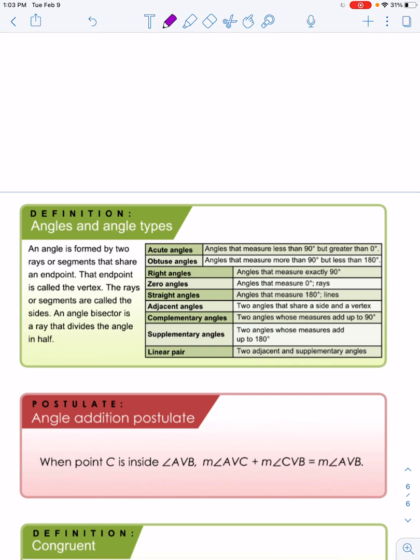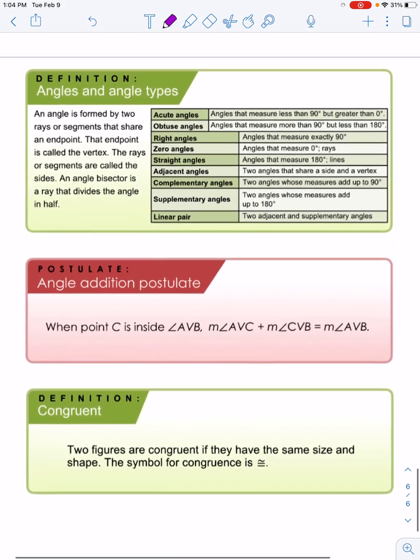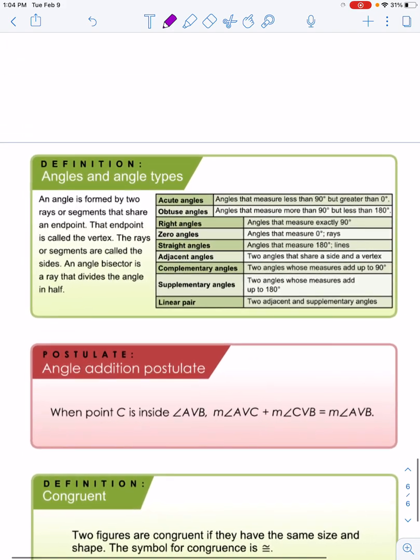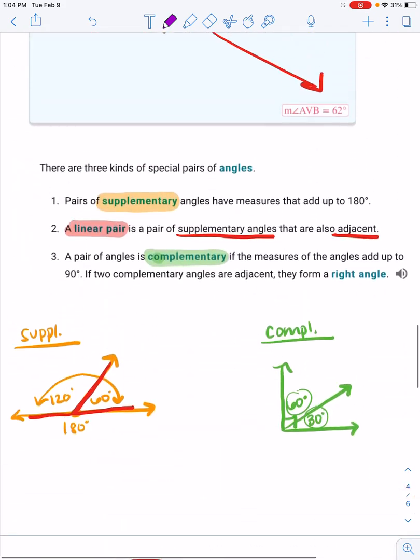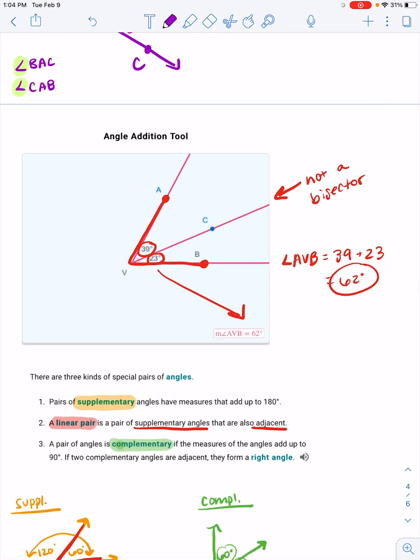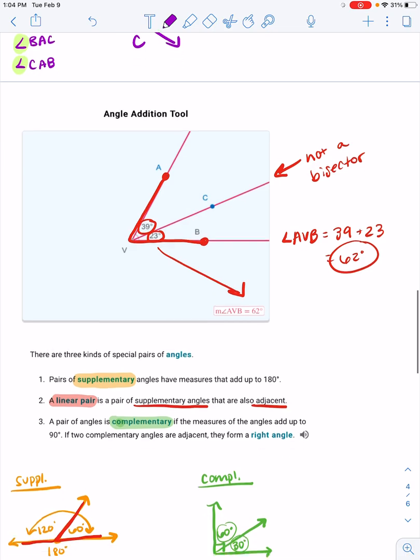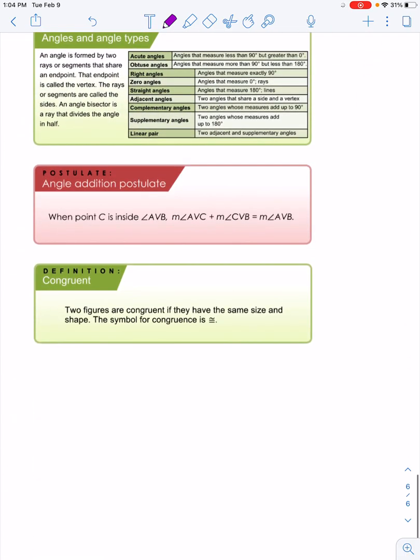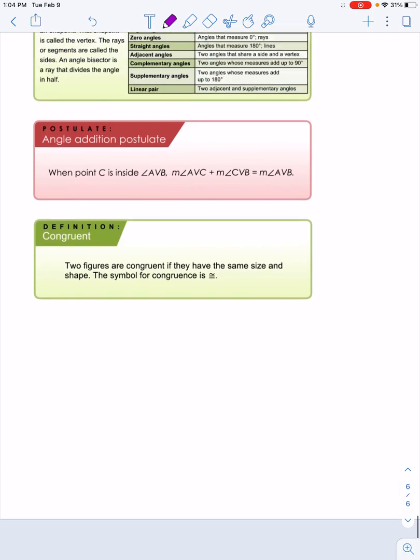Adjacent angles are next to each other. Complementary angles add up to 90. Supplementary angles add up to 180. And then a linear pair, they are supplementary and they're next to each other. So they form a straight line right next to each other, okay? And then angle addition postulate, we did that. This is the angle addition postulate that we did right here. So if you have 2 angles that make up a larger angle, you just add them together to get the larger angle. And then we talked about congruent, and I think that's it.